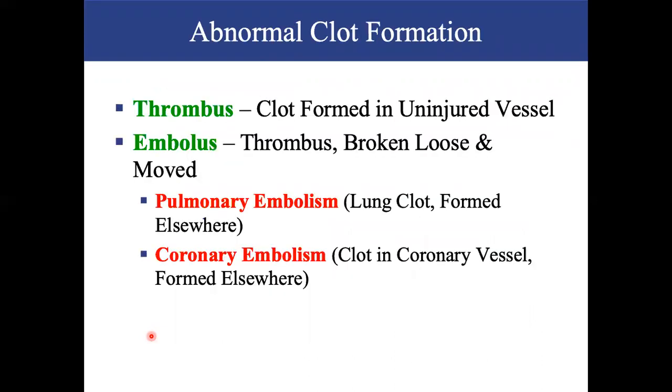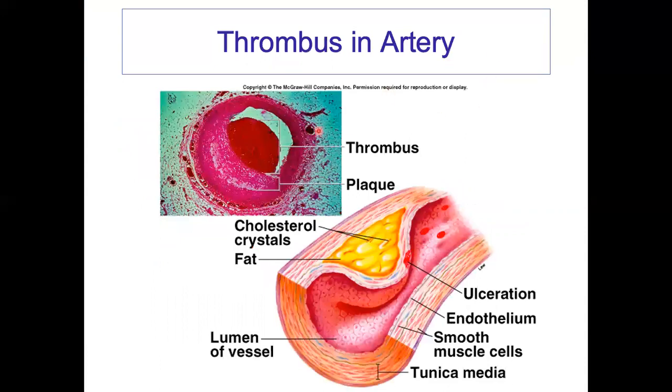Abnormal clot formation. A thrombus is a clot that's formed in an uninjured vessel. An embolus is a thrombus that's broken off and lodged somewhere else. So pulmonary embolism is a lung clot. A thrombus usually forms in the lower legs, from lying around or not being active, and then it lodges somewhere else. Coronary embolism is a clot in one of your coronary vessels. Stroke would be a clot lodged in one of the brain arteries. Here's what a thrombus looks like.